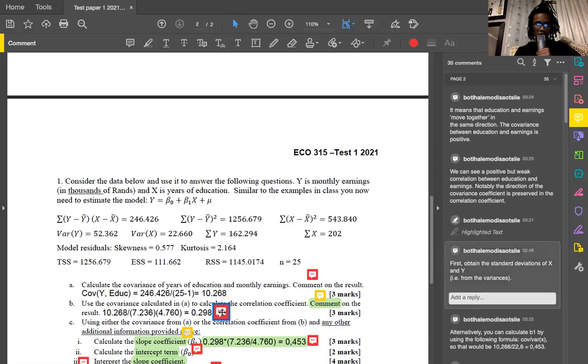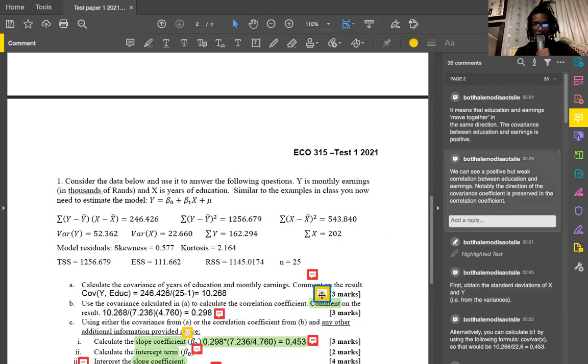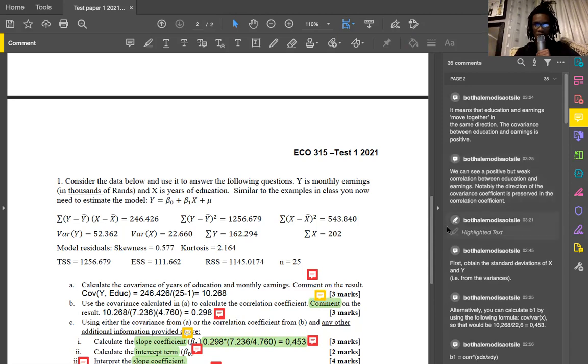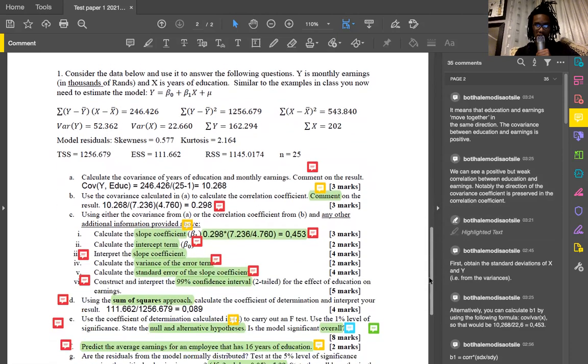Again, it's something that you should know. First things first, since there are no standard deviations in the given data, you're supposed to find them. You're supposed to calculate them. So that means you square root your variances to get your standard deviations. Then you comment on the result and say that there's a positive but weak correlation between education and earnings. So, notably, the direction of the covariance coefficient is preserved in the correlation coefficient. Cool. Then let's move on to C.